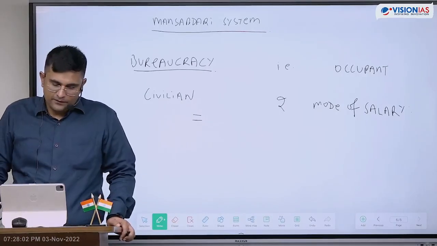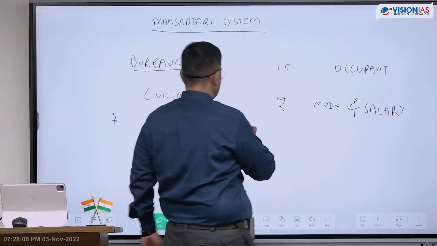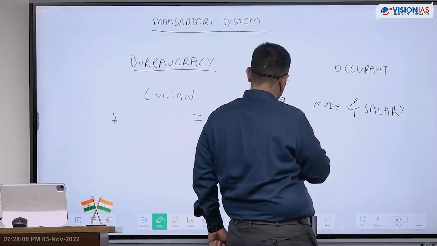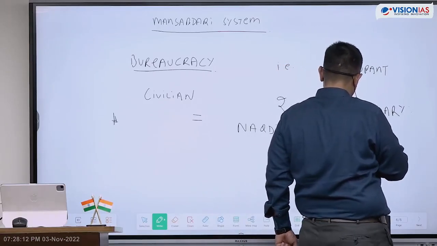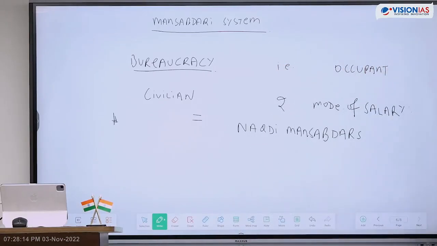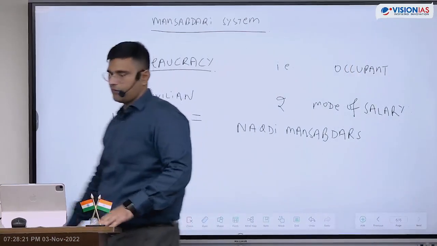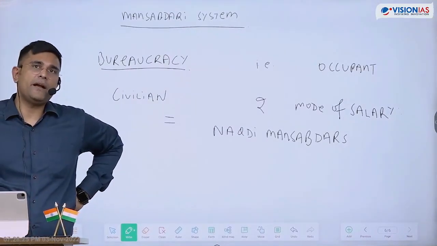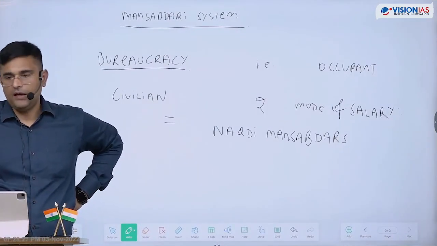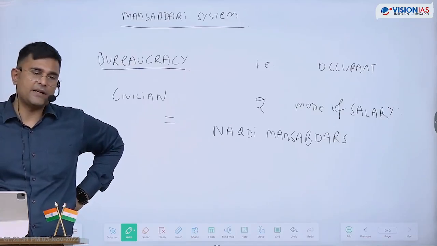So write down first sub point. Naqdi Mansabdars. So we have written two types of Mansabdars on the basis of mode of salary. The first one is Naqdi Mansabdars dash were paid salary in cash.